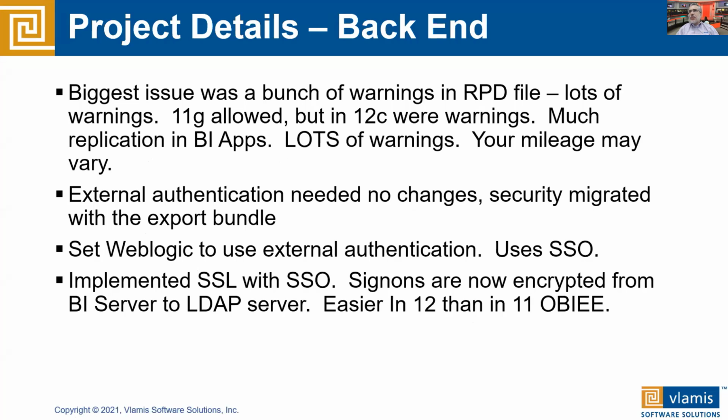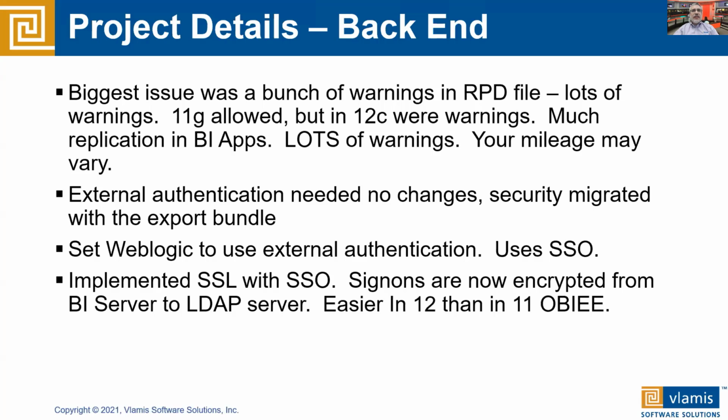Some of the back-end things we ran into, if you're heading on this journey, the biggest issue is a bunch of warnings in the RPD file. There are a lot of warnings. These were because some of the conditions that OBIEE looks for, 11G allowed, but in 12C they became warnings. And so we had to look through those. I'll show you an example of that. There's a lot of replication because the same error shows up over and over again. And that may change. This is common in BI Apps implementations though.